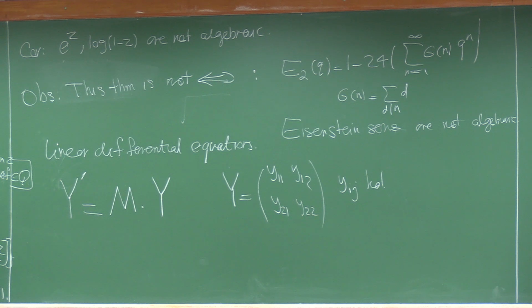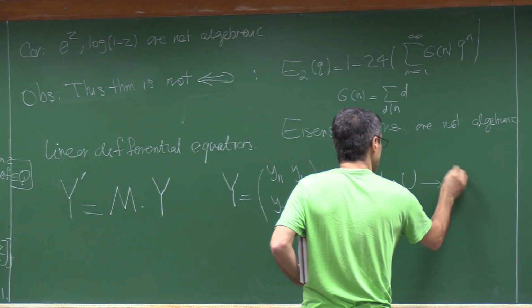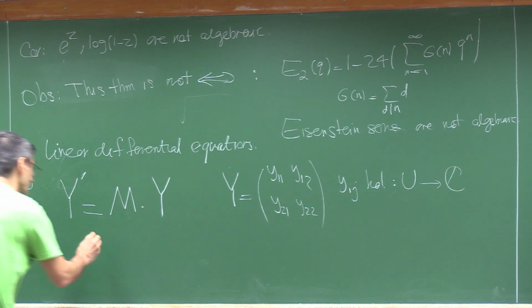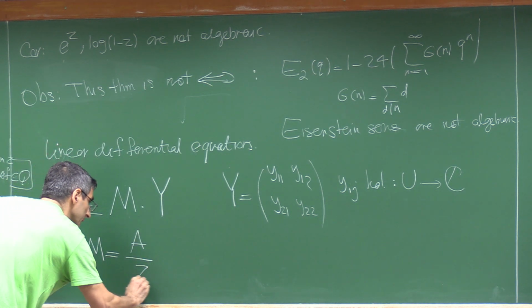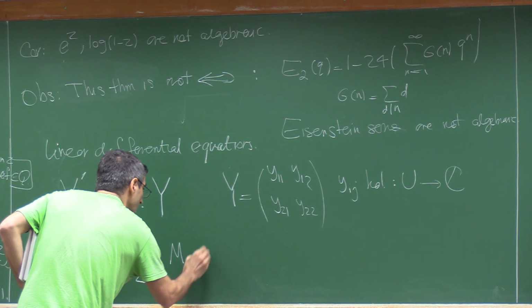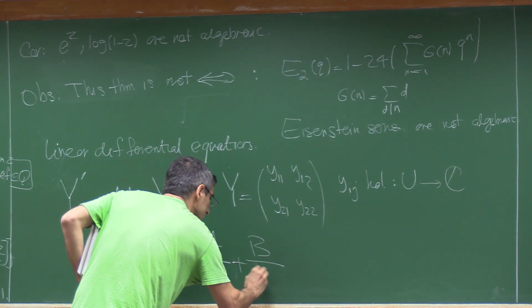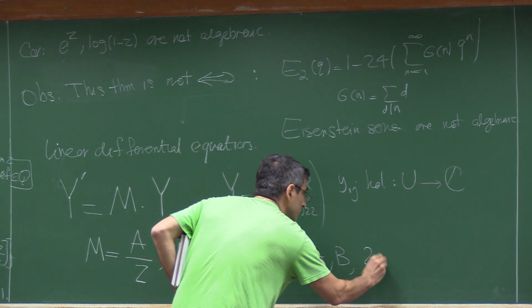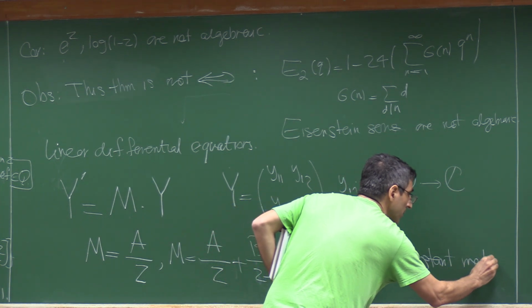And okay, so let y_ij be holomorphic functions, again taken on an open set. I am not interested at all in the general context of the conjecture, because even in a very simple example it is open. So I will take two examples. M will be either A divided by z, or M will be A divided by z plus B divided by z minus 1. And A and B are 2 by 2 constant matrices.